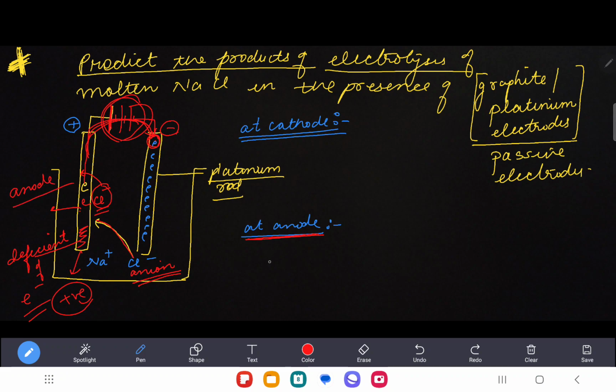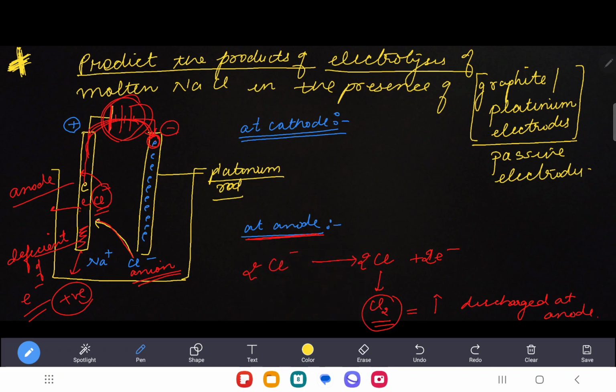So at anode, who is going? Cl negative is going. Right, Navya? And Cl will become neutral by losing one electron. So 2Cl negative will go to form 2Cl and 2 electrons. And 2Cl forms Cl2. You understand? So this is the product of electrolysis. That means chlorine gas is being discharged at anode.